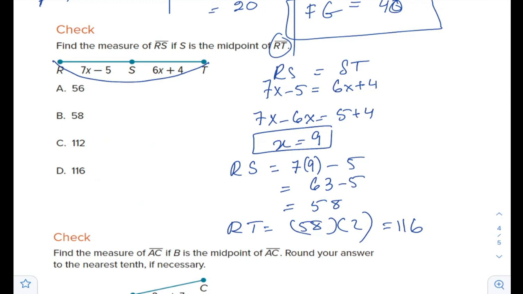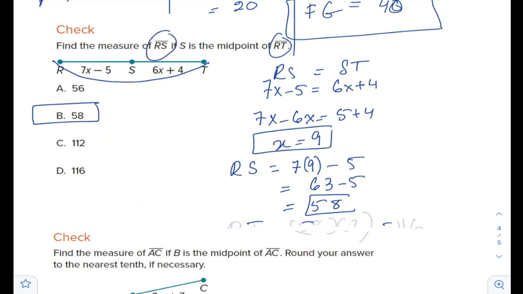Okay. Now this is RT, the total measure. We have to read carefully what is required exactly. Find the measure of RT or RS. If required RS, you will choose this one. If required RT, you will choose this one. Now it's not required to find RT. We are asked to find RS only, so it is enough to find this one.